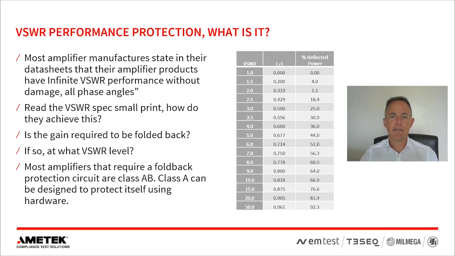When the gain of the amplifier is required to fold back to protect itself, the amplifier uses software to control this function. If the power detector internal to the amplifier is not quick enough to detect the reflected power, power spikes can get through the protection and damage the amplifier, so it's important to pay attention when connecting and disconnecting the amplifier to the load.